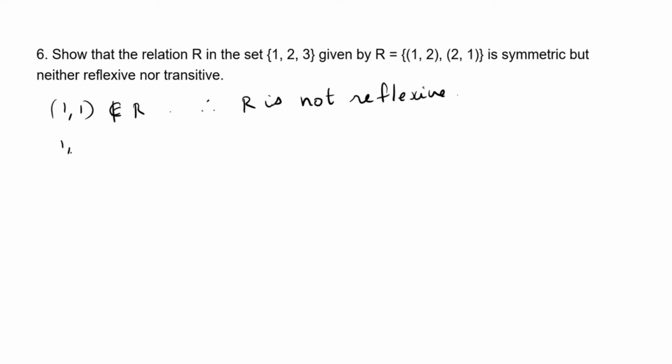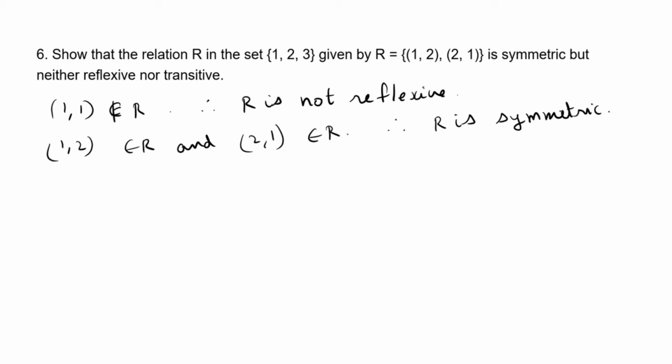But we have (1, 2) belongs to R and (2, 1) also belongs to R. Therefore, R is symmetric. If (1, 2) is there in R, then (2, 1) should also be there in R. We have both the elements in R, therefore R is symmetric.